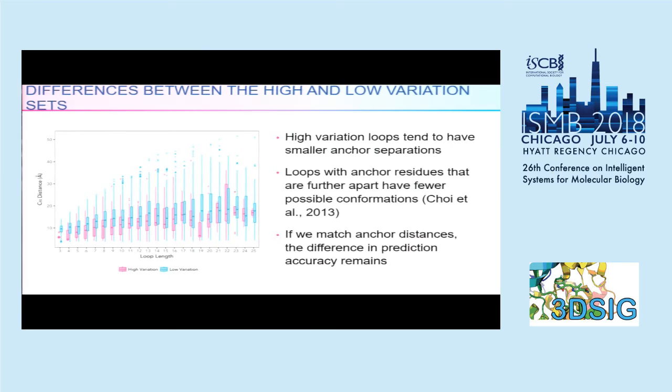So it looks like the high variation loops, maybe they have more conformational flexibility because they have this difference. The problem is, if we match the anchor differences, so if I recreate my sets and only allow things with the same anchor distances through, the prediction accuracy difference remains the same. So that's not what's causing our prediction problem. It might be one of the reasons you can gain high variation, though.